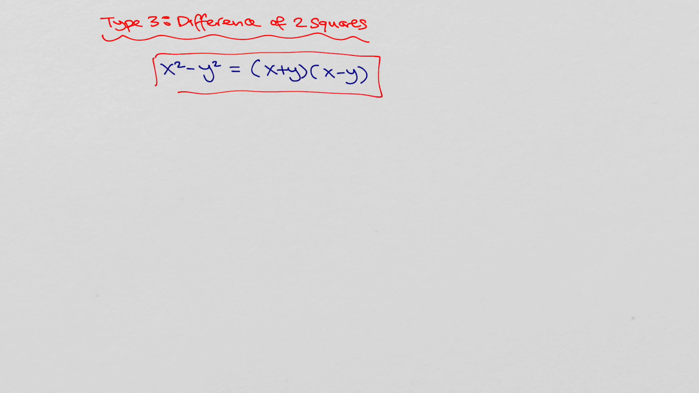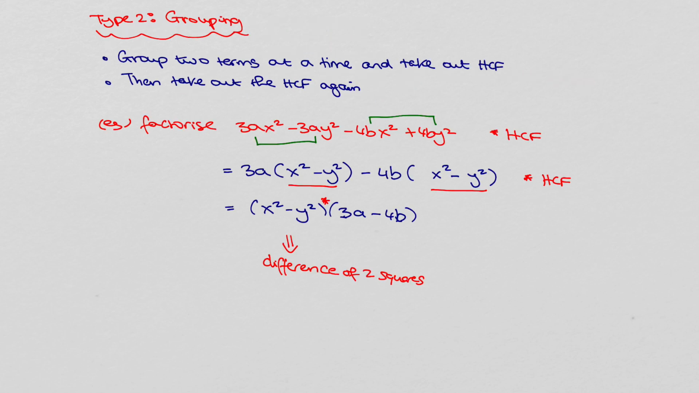This is not in our maths tables, so we need to know this off by heart. And it's something that we will get used to very, very quickly. So if I go back to that previous example, we ended up with x squared minus y squared times 3a minus 4b. We wouldn't get full marks for that in the exam because we haven't fully factorised, and therefore x squared minus y squared needs to be written as x plus y by x minus y by 3a minus 4b.